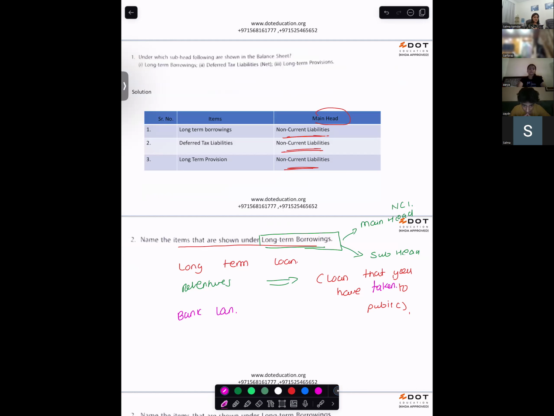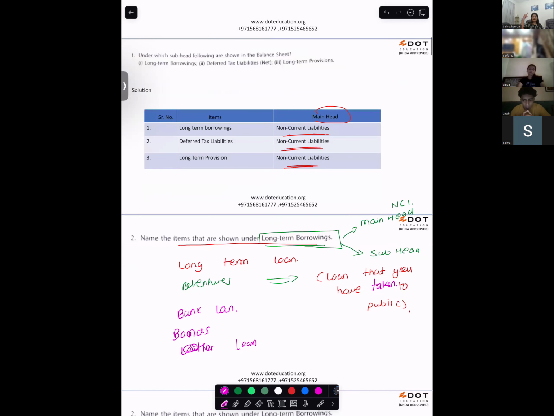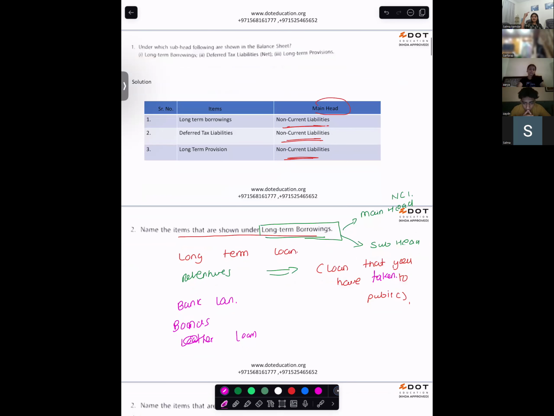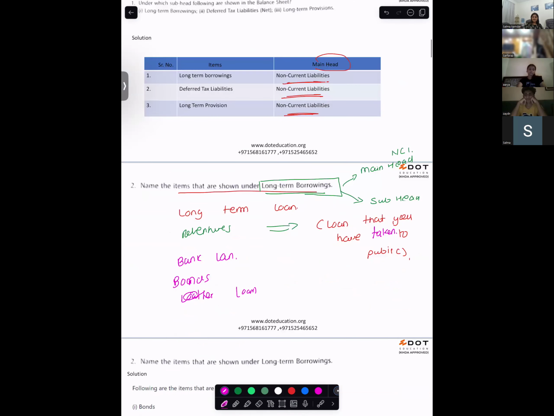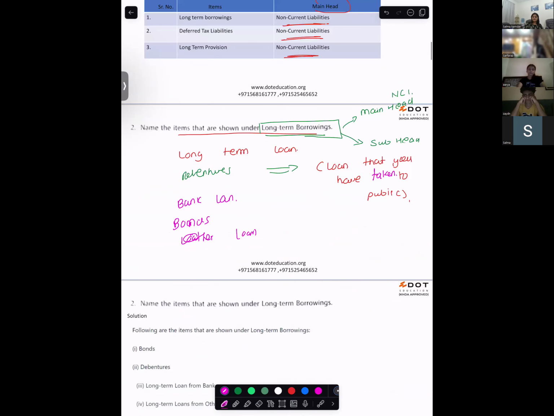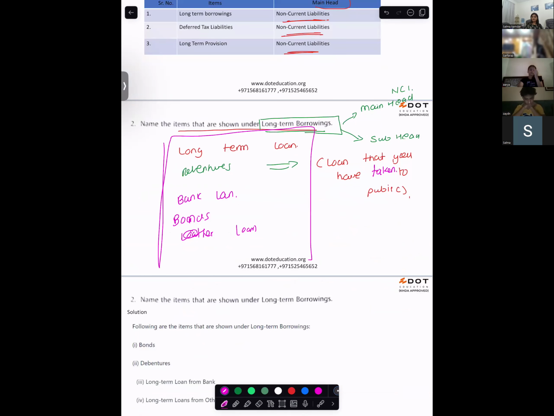Can you give me more examples of long-term borrowings? Bonds. Loan from others, and you can write other loans. They will ask you questions like that. Okay? Main head non-current liability, subhead long-term borrowings, and these are the items that come under long-term borrowings. Are you with me?